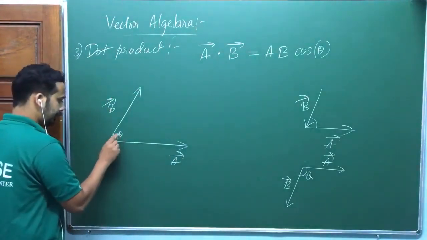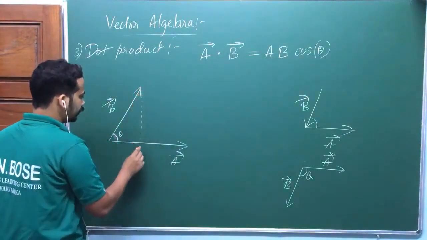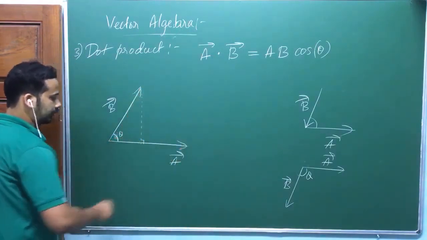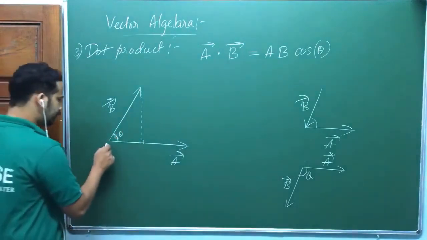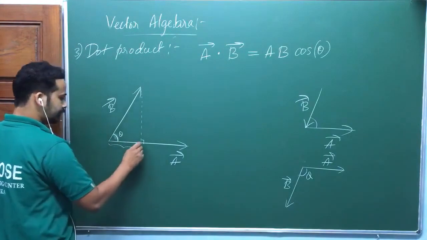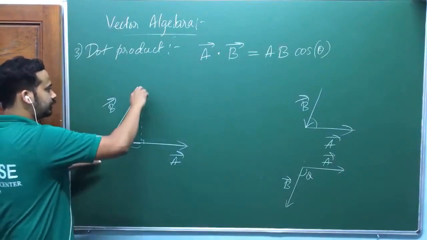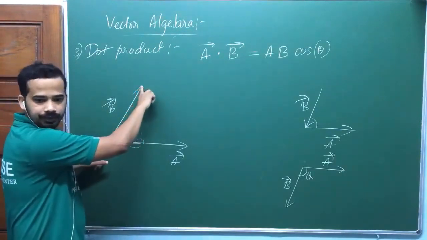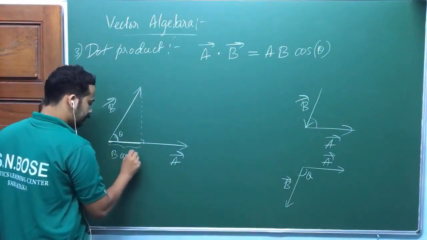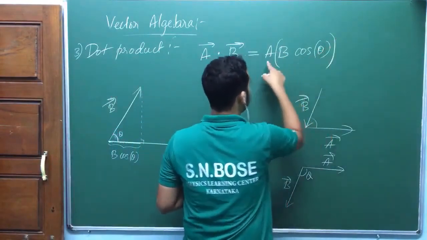Now let me take a projection here. Let me draw a perpendicular here, from this point to vector A. Is that okay? Now, what is this distance according to our trigonometry? Speak out. B cos theta. This is length B, am I right? Magnitude B into cos theta, that's equal to B cos theta. Now, if you see the dot product, that is B cos theta multiplied by A.